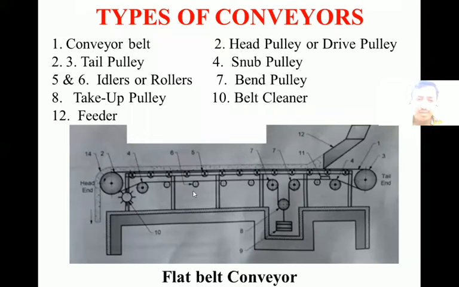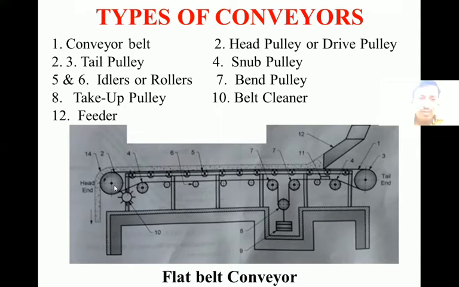This is called the head end, and this is called the tail end. The actuators like motors or driving unit will be connected to this pulley. This is the feeder, here it is a hopper, and whatever material we transport from this point to this point will be transported over this belt. Here you can see the different parts, which I'm going to explain.